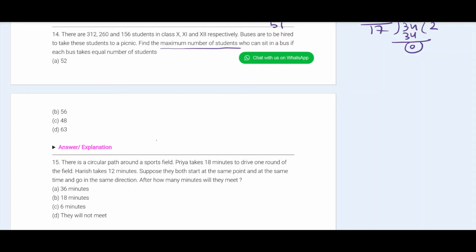Given the number of students in class 10, 11 and 12 are 312, 260 and 156. So remember that here we need to find the HCF. HCF denotes highest common factor. So it is highest common factor.